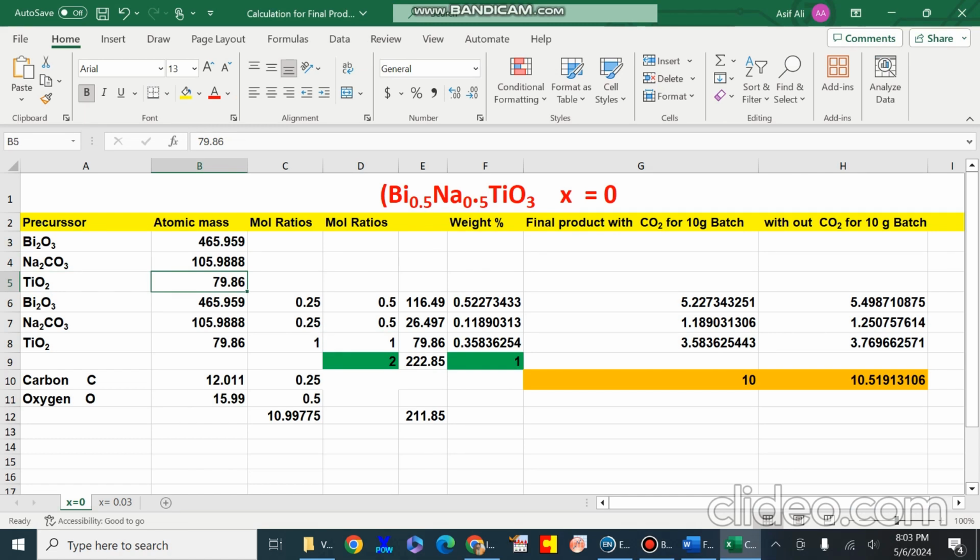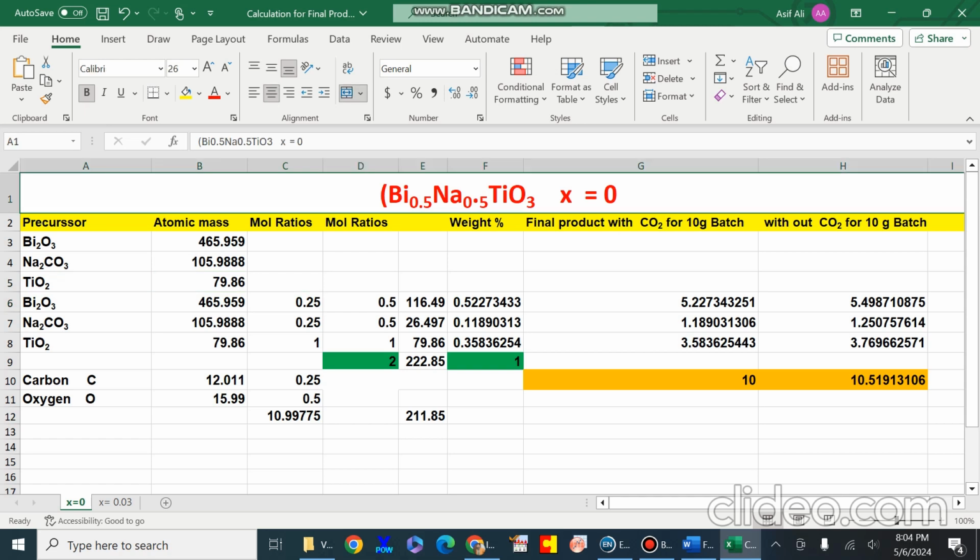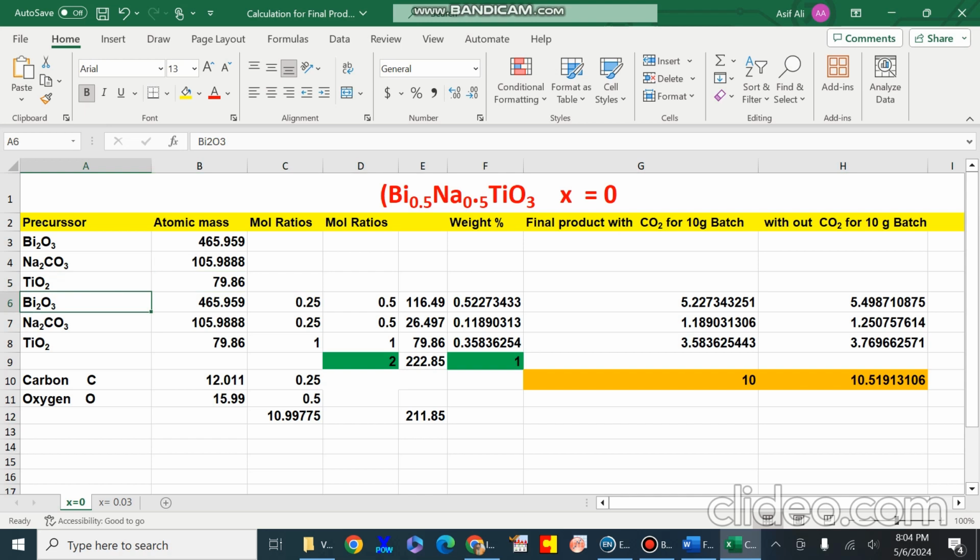Now, the most important thing to note is that in this formula we have 0.5 of bismuth. But this is not the bismuth itself, this is 2 times the bismuth. So when we multiply this 0.25 with this 2, we get 0.5. In order to balance, TiO2 is in a 1 molar ratio, so automatically we don't need to multiply this Ti with some mathematical number.